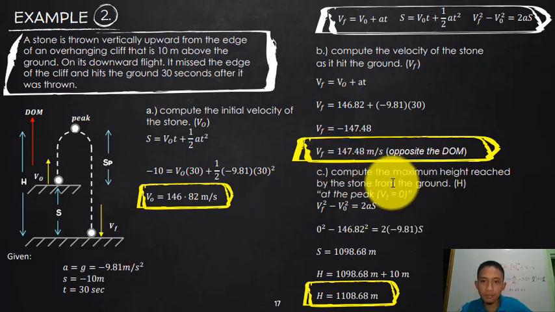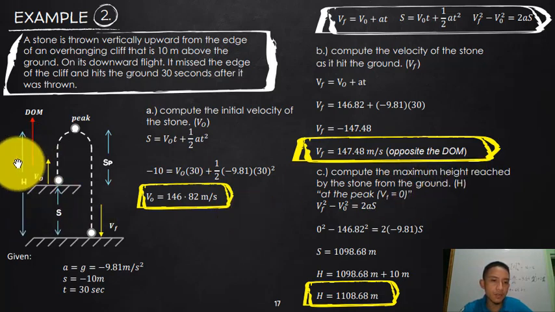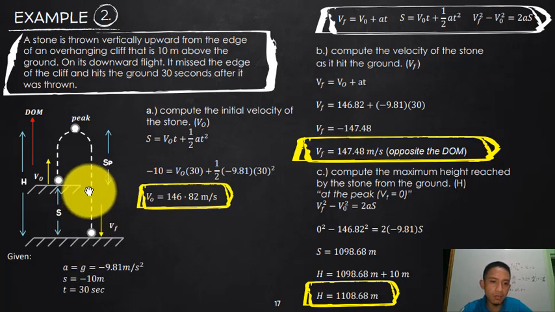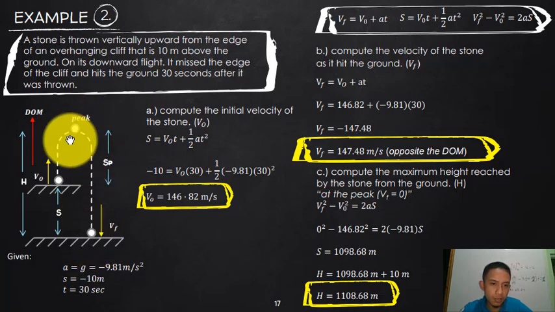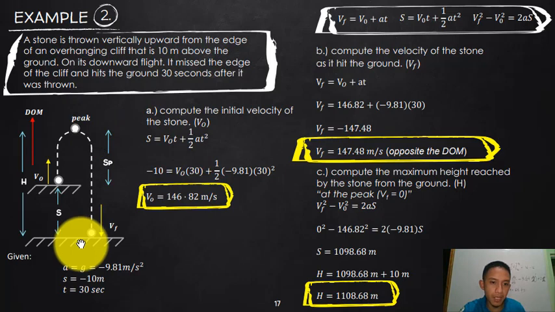Okay, C. Compute the maximum height reached by the stone from the ground. From the ground, that is your H in this figure. I put that as H. This is your ground, that is the cliff, isn't it? So from the ground, we will find out what height it will be reaching. I put there that is the peak of the motion. That is the point where it stops, and it now goes back down. That is your peak. So get the height of that peak from the ground.